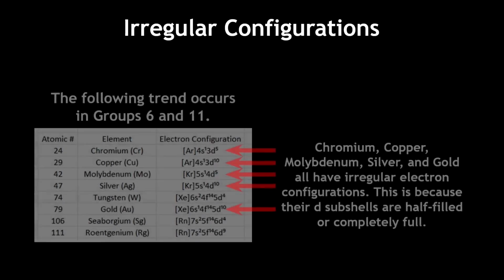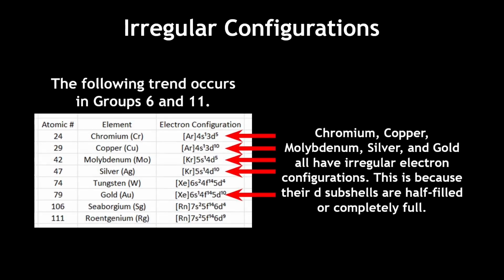While Madelung's rule sets the standard for how electrons are arranged, there are many irregular electron configurations that break this rule. The first notable irregular trend occurs in groups 6 and 11, where the following elements have a d subshell that is either half or fully filled. This increases the stability of these elements because the symmetrical distribution of electrons is more ideal.